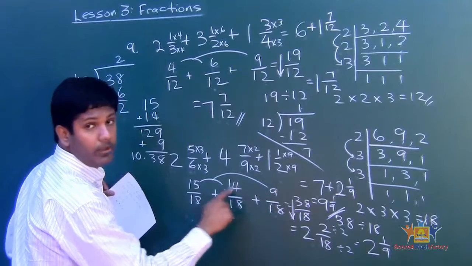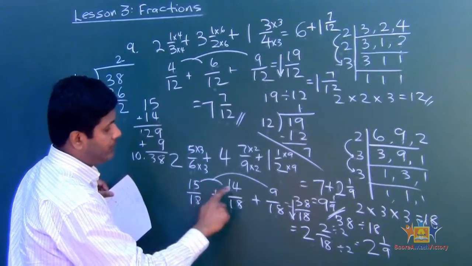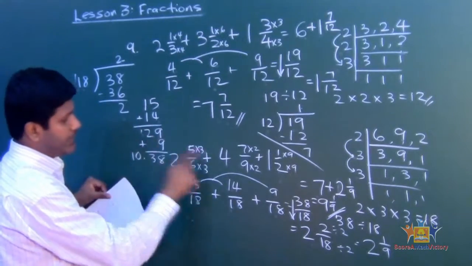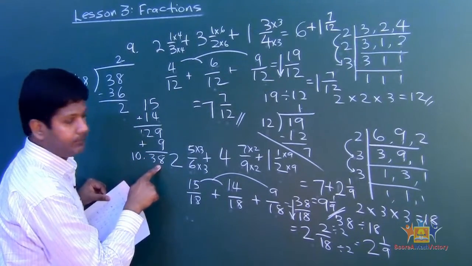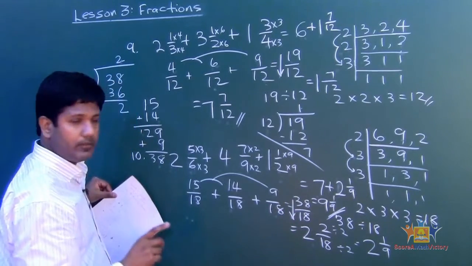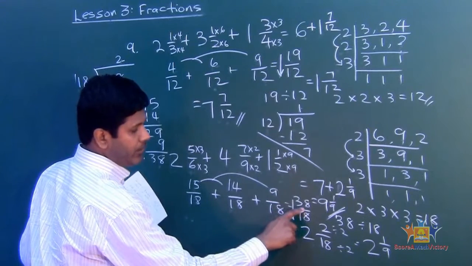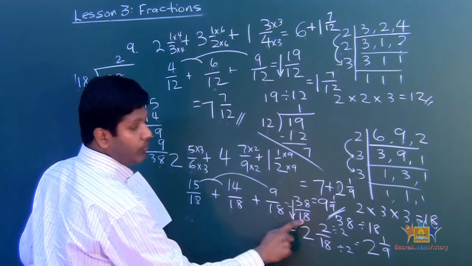And then we got 3 big numbers we're adding. We use the pairing method. We add 15 plus 14, give us 29, and then we add 9, give us 38. And the denominator carries on, and we put the 38 for the numerator, so that we take 38 over 18.